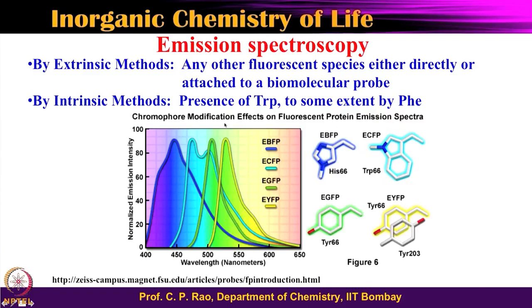So we have different modifications. The blue one gives the emission here, the cyan one gives the emission over there, the green one gives the emission over here, the yellow one gives the emission over there. So you can see the emission wavelength is shifted, that means the emission color is also shifted. So this can be helpful to study the protein dynamics, protein conformation, etc., by looking at the changes either in the intensity or in the position of the emission, or both in some cases, that you can see in all of these.